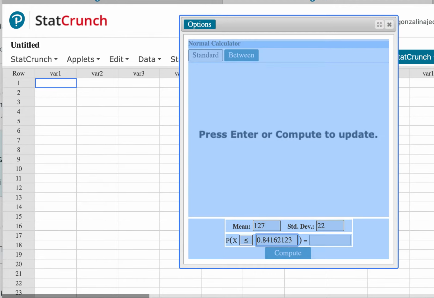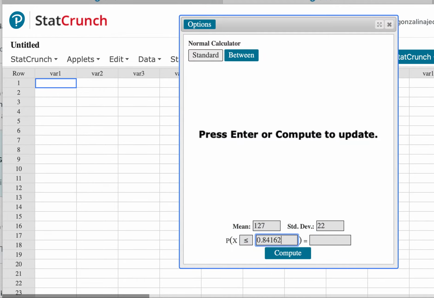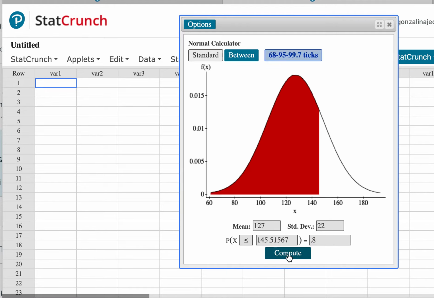And let me erase that. Oh, that's not what I wanted. There. And I want the 80th percentile. Now I'm going to go compute, and there it is. So look at this. This is beautiful. Now I can see the test scores laid out. I can see that someone with this score is right here, and here's 80% of test takers below that score and 20% of test takers above that score.